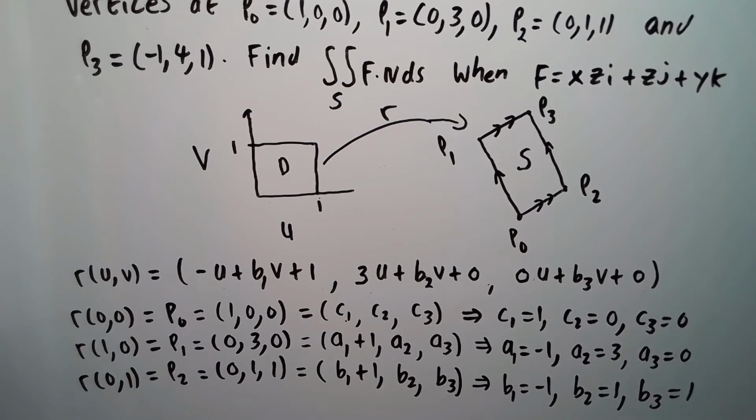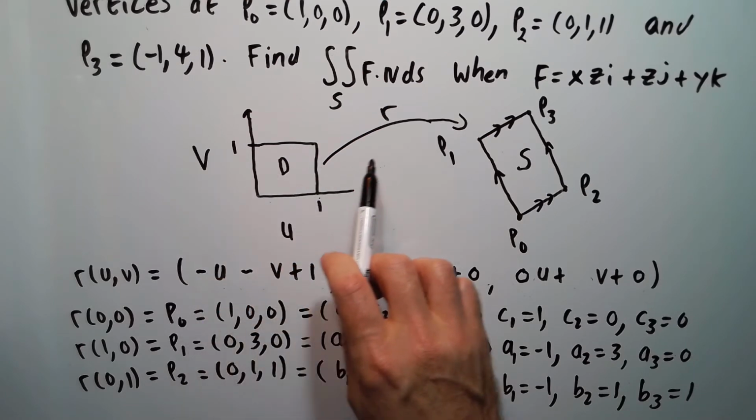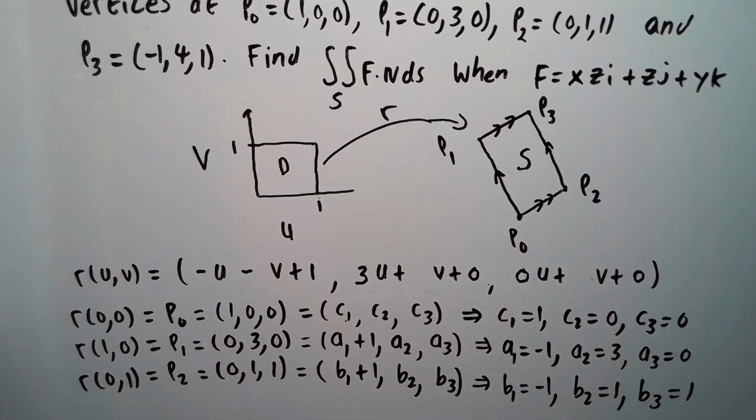Okay, so making those substitutions up here for B1, B2, and B3, we've found our R mapping that maps our unit square into our surface S. Okay, so let me erase a few things and keep going.